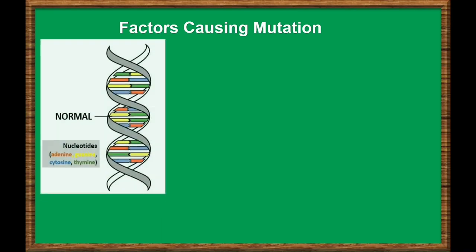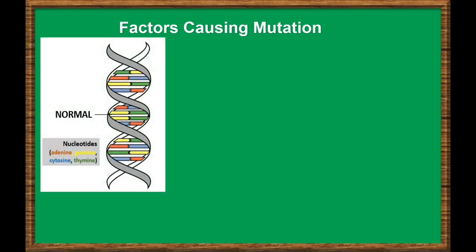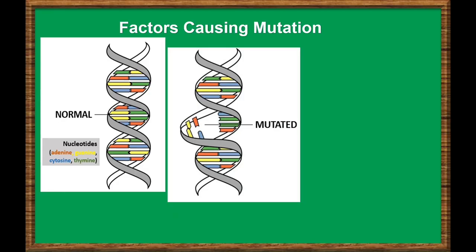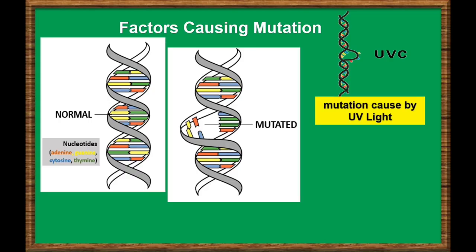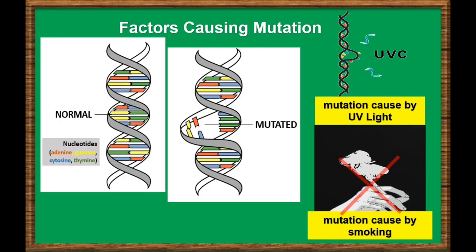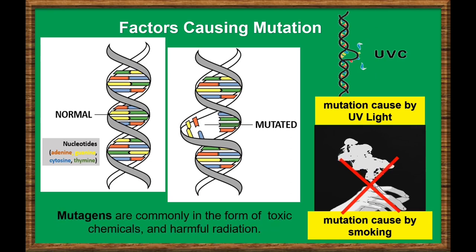Factors causing mutation. A mutation is a change that occurs in our DNA sequence, either due to mistakes when the DNA is copied or as the result of environmental factors such as UV light and cigarette smoke. We call factors that cause mutation mutagens. Mutagens are commonly in the form of toxic chemicals and harmful radiation.